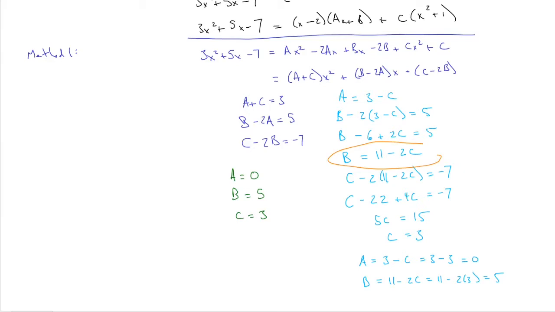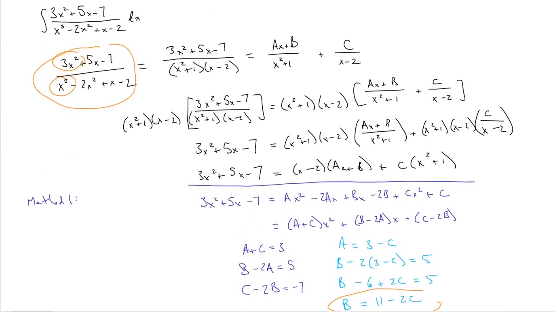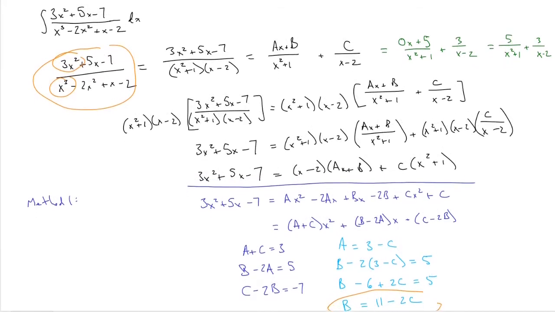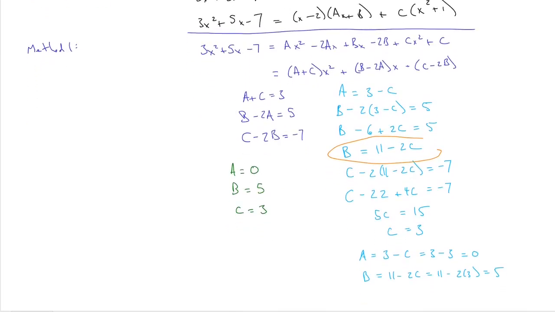And so just to recap, we've figured out that a is equal to 0, b is equal to 5, c is equal to 3. And if we move back up to see why we care about that, it's because that tells us how to rewrite our expression. The original expression is 0x plus 5 over x squared plus 1 plus 3 over x minus 2, or just 5 over x squared plus 1 plus 3 over x minus 2, like we already knew it was. All right, that was the first method. Let's go back down and see if we can work out a second method.